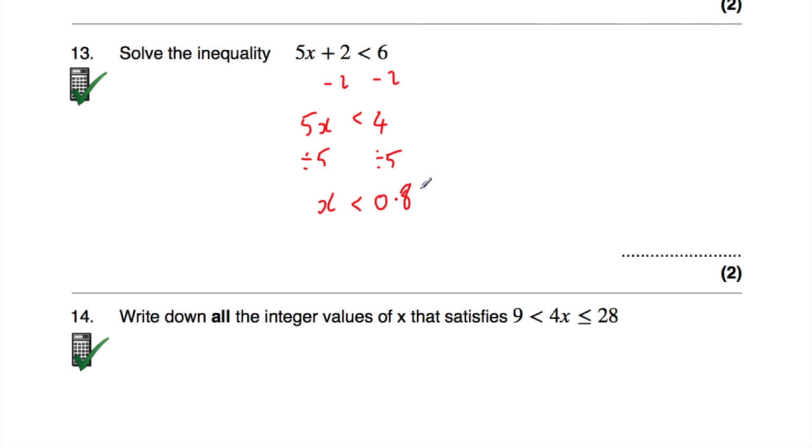You can write it either way. And that's it, that's our answer. x is less than 0.8, or you could write x is less than 4/5. It's up to you. Either one of those would be totally fine. And that's it. Okay, question number 14.